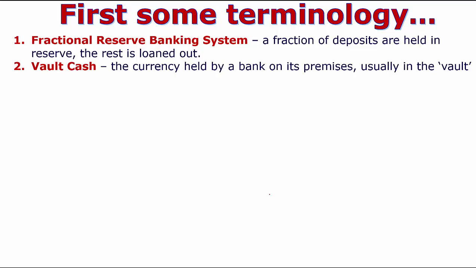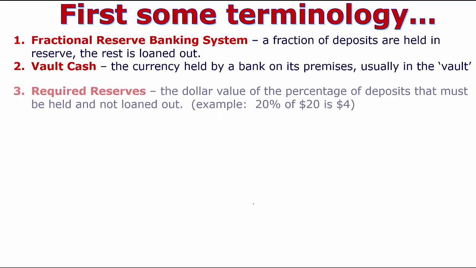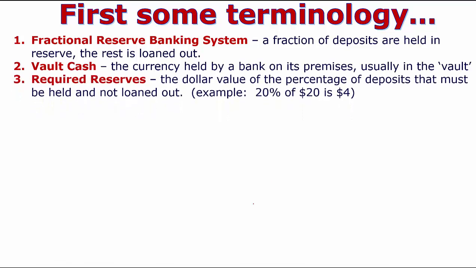The term vault cash is referring to the amount of currency that a bank has. They usually keep it in their vault. Required reserves. This is the dollar value of what the bank is required to keep in reserve. From our example, we had a 20% reserve requirement with a $20 deposit, so the required reserves would be the $4.